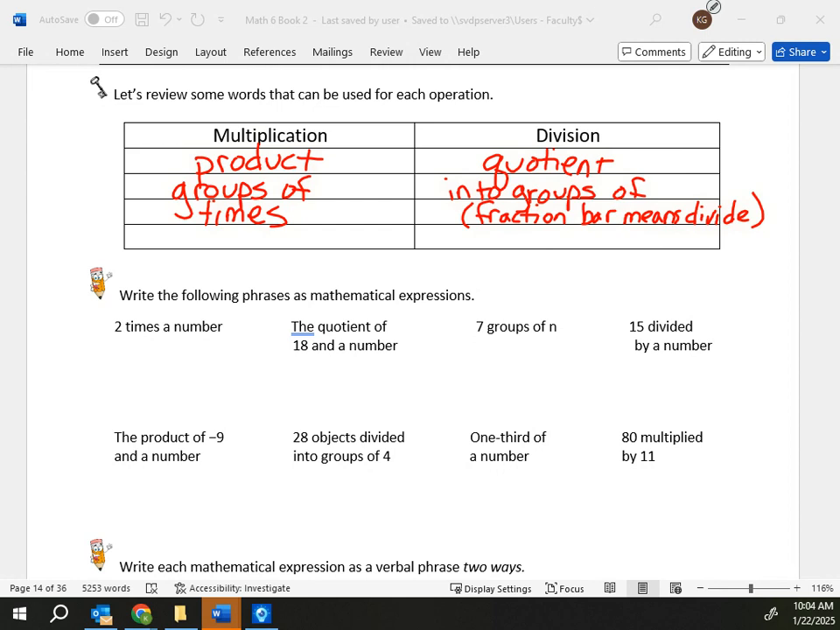So we need to remember which words mean multiply and which words mean divide. On the last objective, CO36, and on CO37, some of it is going to be writing the mathematical expression for the verbal phrase. Some of it is you're going to be given that mathematical expression and you need to write that verbal phrase. So you need to be able to do both. Figure out what the expression looks like, figure out what the verbal phrase would be. Any questions on either of those objectives?